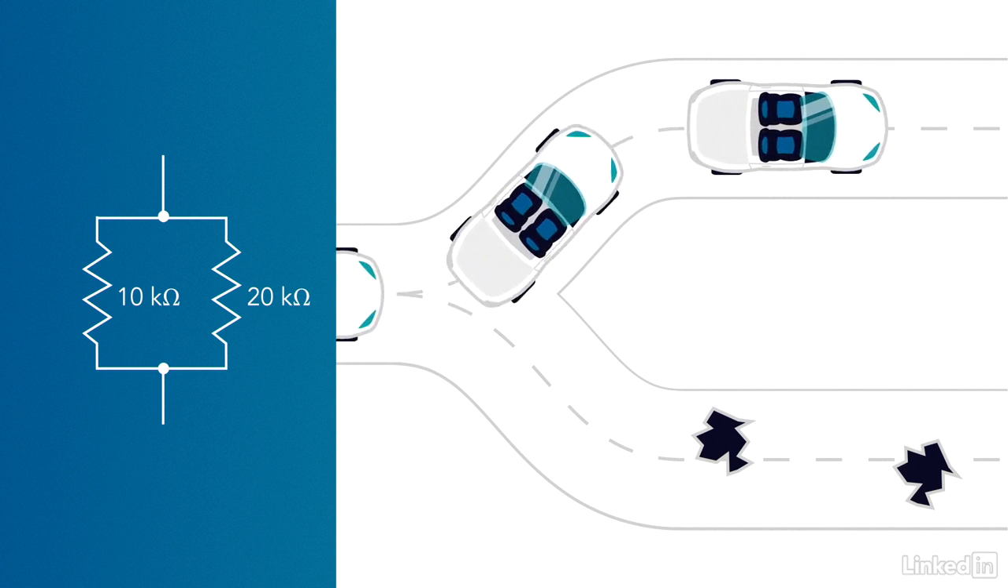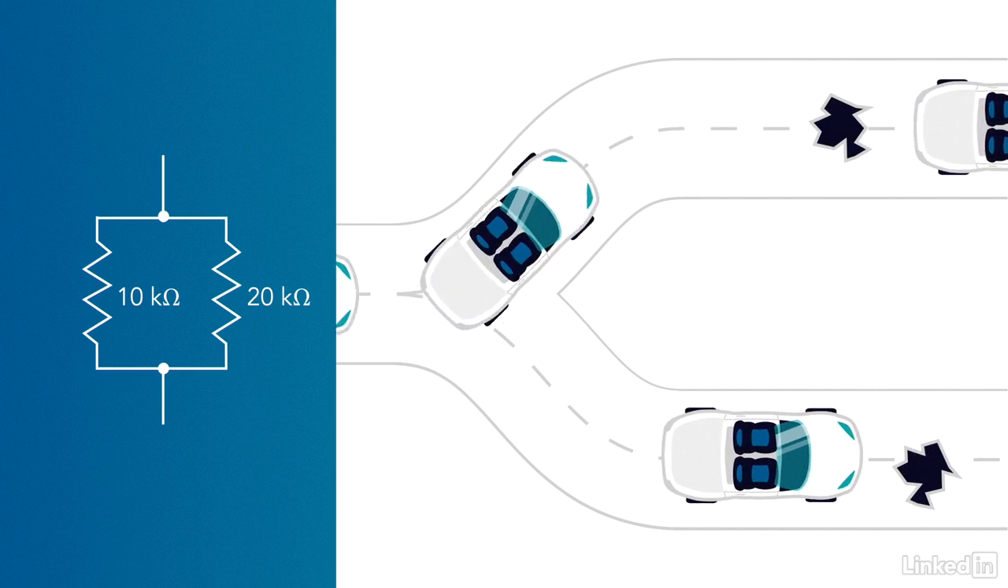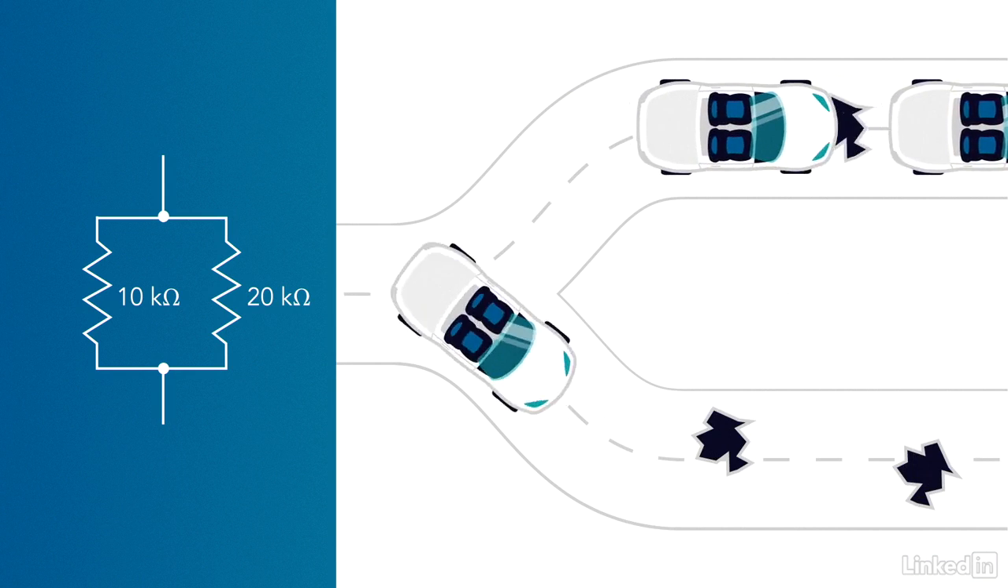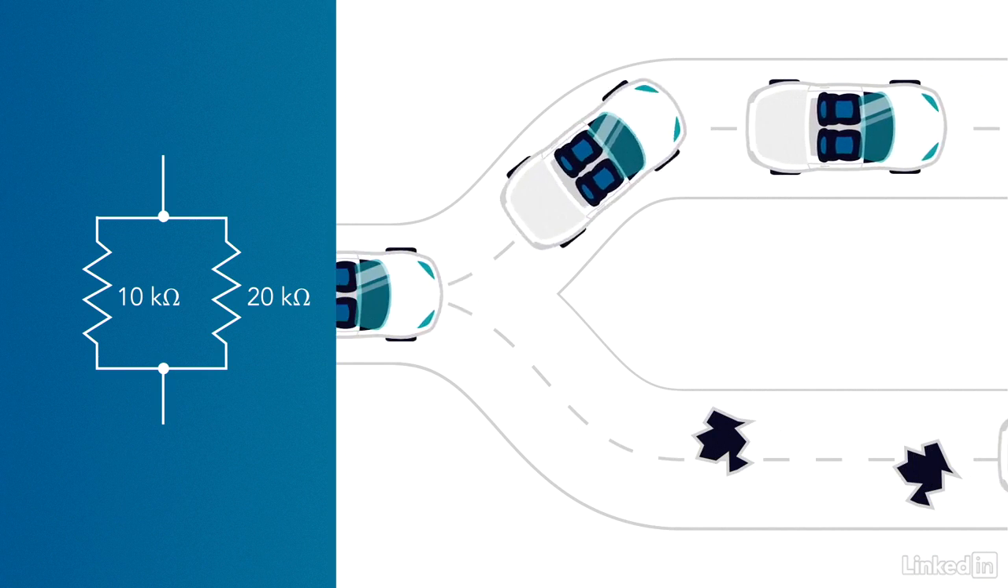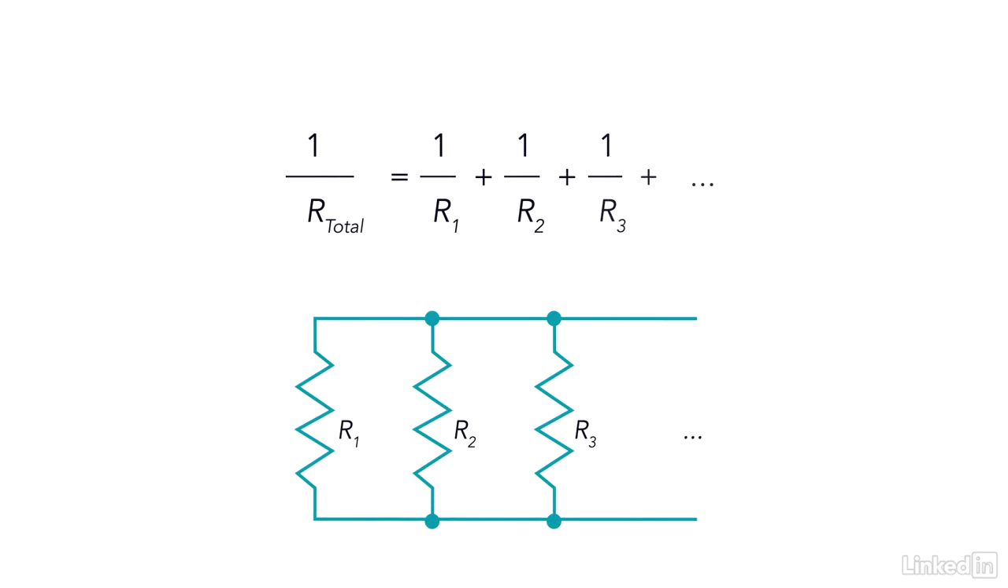The current will be divided among the possible paths based on their relative difficulty. So in this scenario, twice as many drivers will choose to go down the left path than the right path, because 10 kiloohms is half the resistance of 20 kiloohms. To calculate the combined resistance of these two resistors, I can use this equation, which says that the inverse of the total resistance is equal to the sum of the individual inverse resistances. This is a handy equation because it can be expanded to combine as many resistors as you want in parallel.